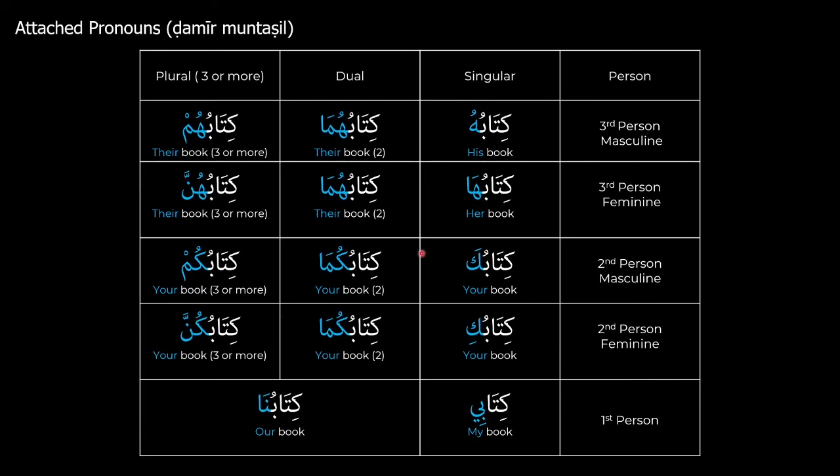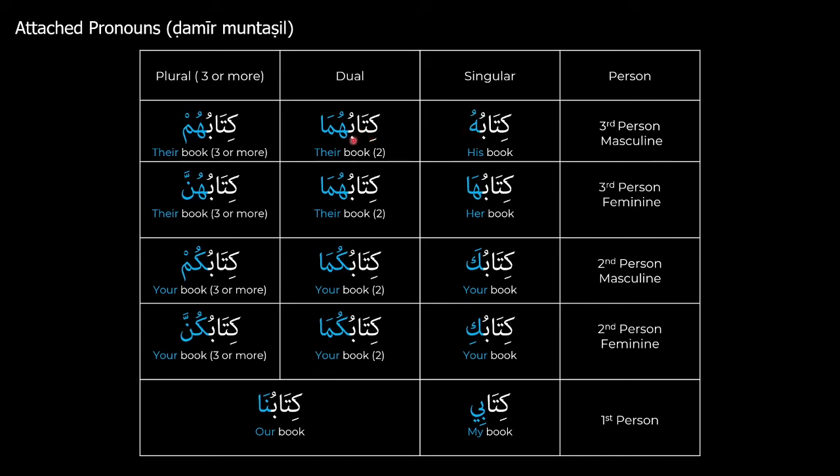Next, we have attached pronouns, damir muntasil. So unlike English, in Arabic, pronouns can attach themselves to words. They can be attached to an ism, fi'il, or harf, and while attached, they might look different. So let's go over this chart. So we have kitabuhu, which is third person masculine singular, and it means his book. This ha here right at the end is the same as the detached form huwa, but in the attached form, it's going to look like this.